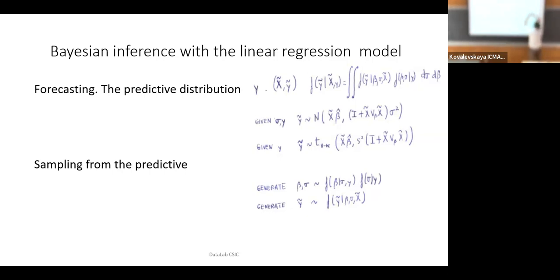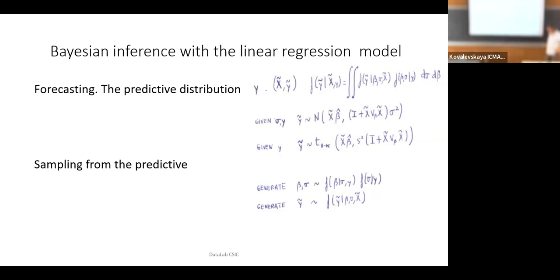We integrate out that uncertainty, right? And that would be the predictive distribution. And you can actually do it analytically with this. We are still in the analytic world, right? You can compute that these distributions, given sigma, would be a normal. If you get rid of sigma, it would be a T distribution.